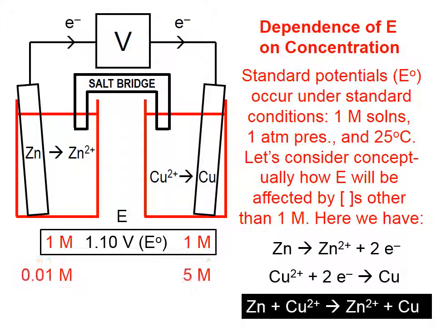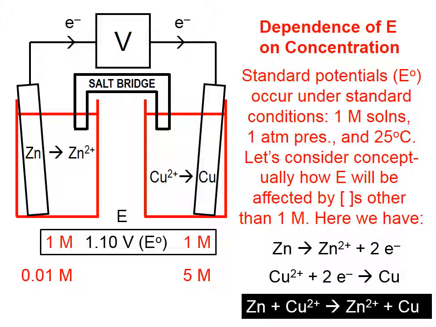Suppose, however, we don't have 1 molar solutions. Suppose we have very dilute zinc ion in the left half cell and rather concentrated copper 2 ion in the right cell. How would that affect things? Let's look at the equation in the lower right corner and ask what Le Chatelier would say about these changing concentrations.